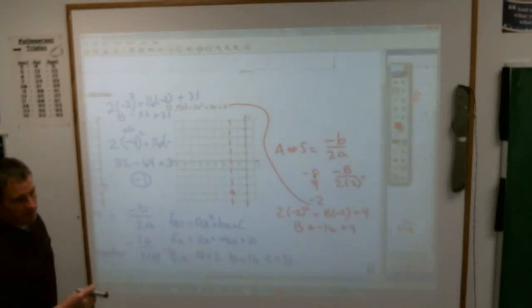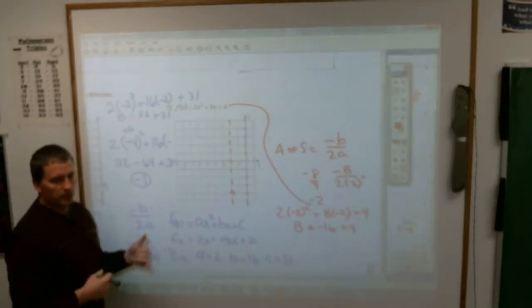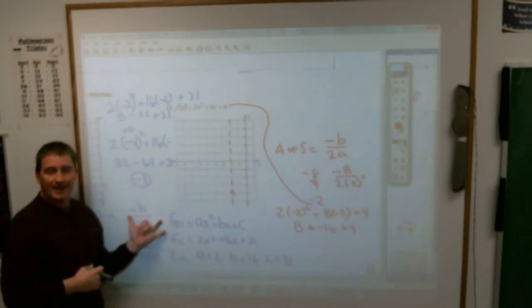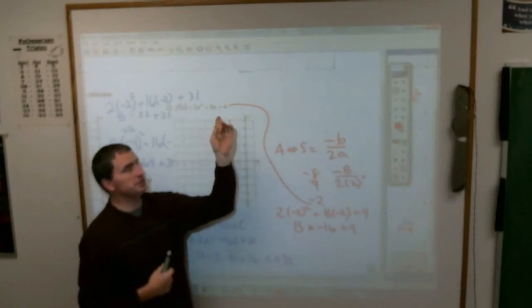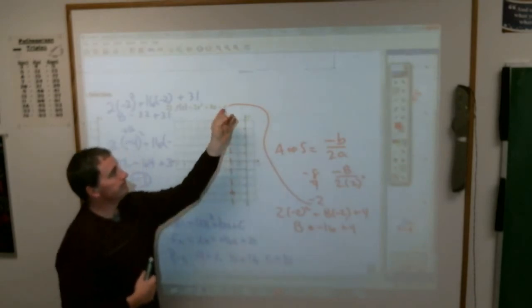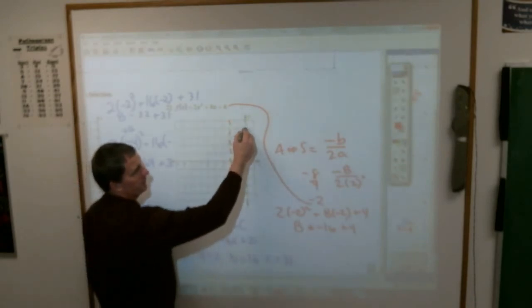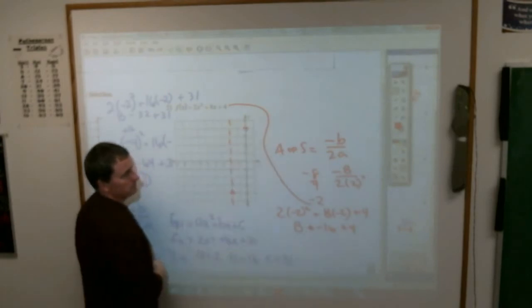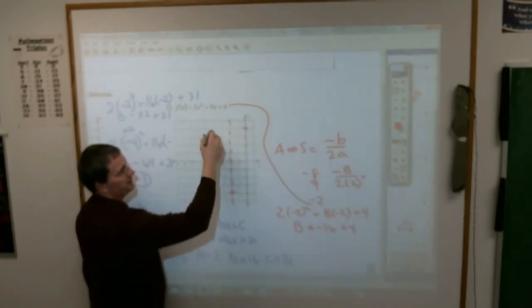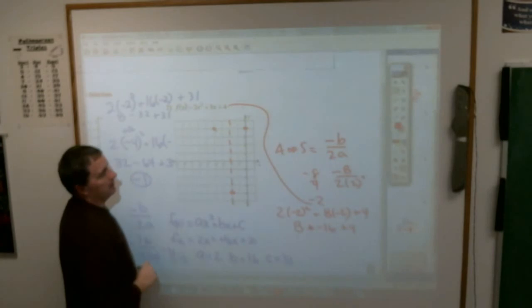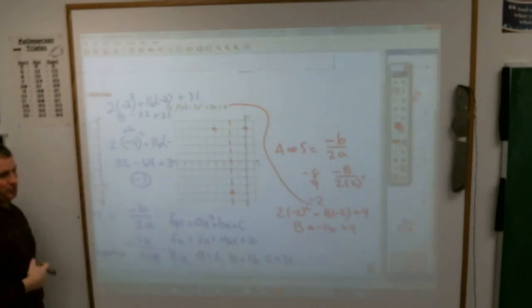Now look at the beauty of the next one. The third step is find out where it crosses the y-axis. The y-axis, where that is the letter C. What's my letter C? So I know there's a point right here on the y-axis at 4. I can draw one opposite it right there. I kind of have my parabola there.